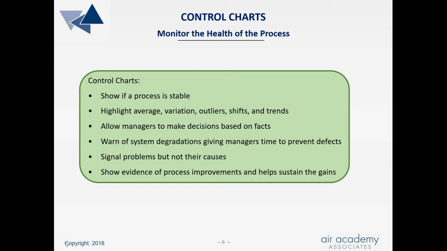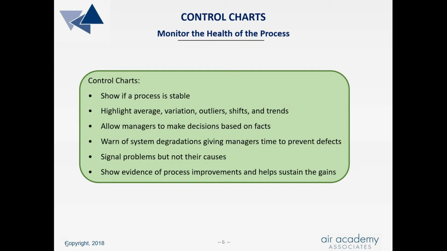A control chart is a run chart on steroids. It does all that a run chart does, plus more. The most important difference is a control chart helps determine if a process is stable. Every process improvement effort should result in a process whose measures of performance are stable and in control.